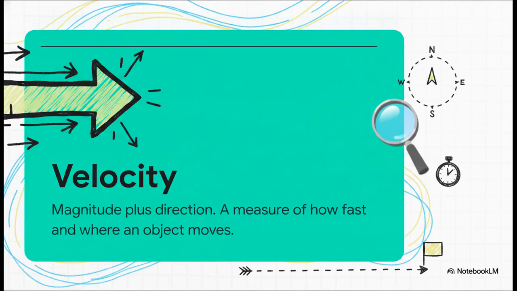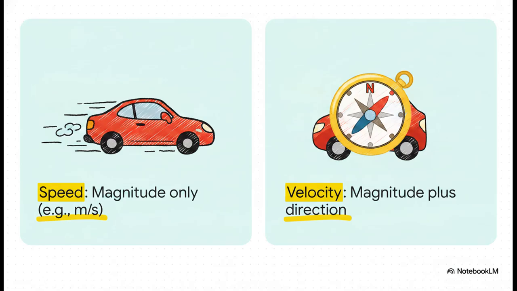Velocity is absolutely crucial in the real world. Like a meteorologist tracking a hurricane, they don't just care that it's spinning at 100 meters per second. They need its velocity to know exactly which city it's heading toward. Air traffic controllers rely on velocity too, not just speed, so airplanes stay safely on their specific routes and don't crash into each other. So comparing these two side by side makes it super clear.